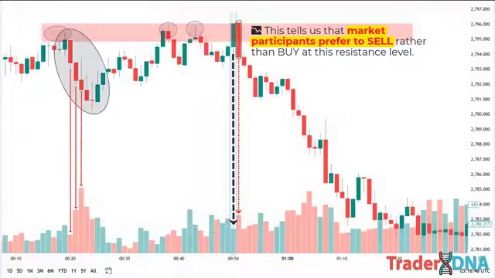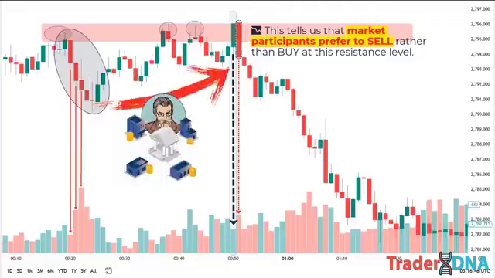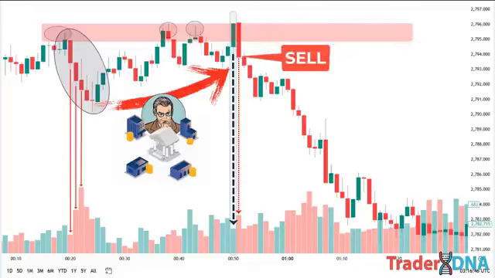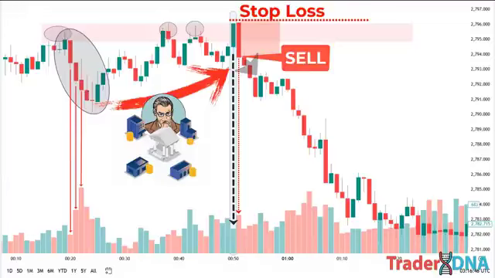That's a huge clue. That means the same big sellers who pushed price down before are likely stepping back in right now. What's the move? It's time to enter a sell position. As soon as the next candle opens, we execute a sell trade. But wait, we're smart traders, so we manage our risk. We place our stop loss right above the resistance area, and then, boom, price drops fast.